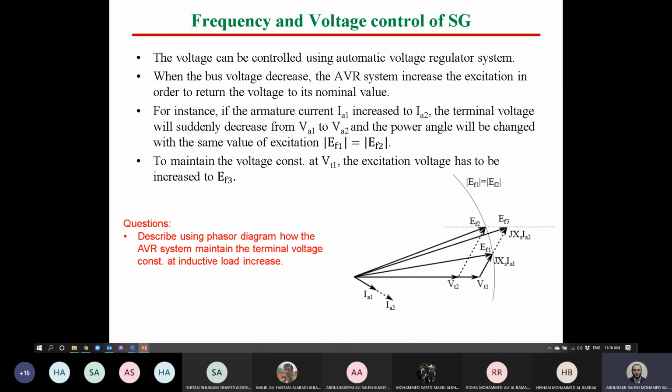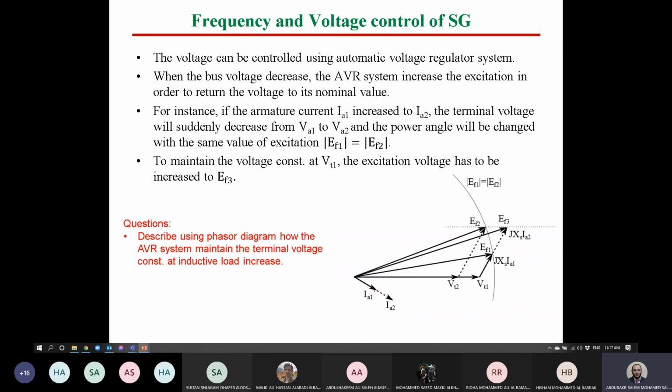What will happen if it is an independent generator and the current has been increased from IA1 to IA2, as you can see in the phasor diagram, and we did not change the excitation voltage? We did not increase the field of the synchronous machine. What will happen is like that.